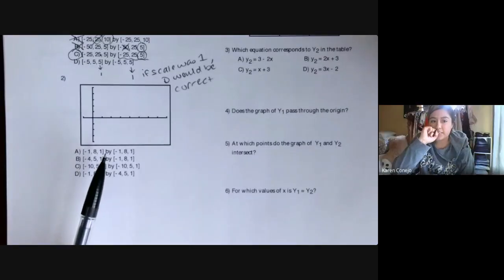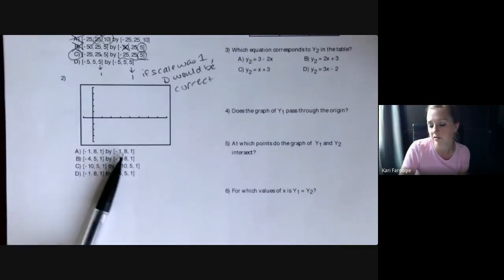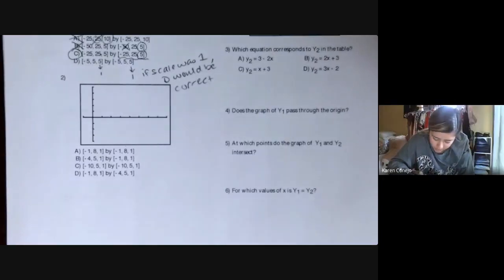Actually, that's a really great question. Let's finish number 2, and then we'll look at how to do these on our calculator. You mean you just want to know how you would get this to show up on your TI? Yeah. Let's answer this one, and then we'll do both of them.